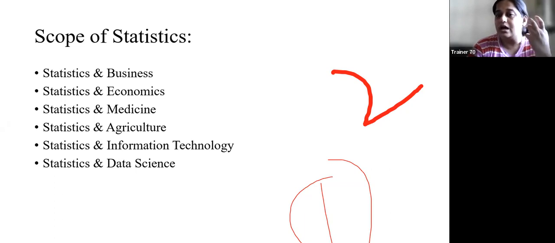So all these answers will be given to you by the statistical forecasting for your business. So without the statistical forecasting, your business cannot grow in the right direction. Business and statistics go hand in hand. We have statistical tools like collection, presentation, analysis, and interpretation. You have to go through all these points or steps one by one to grow your business. Second is statistics and economics.